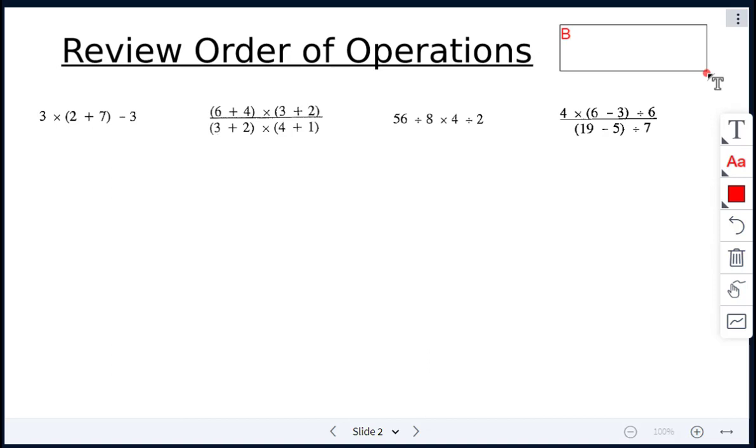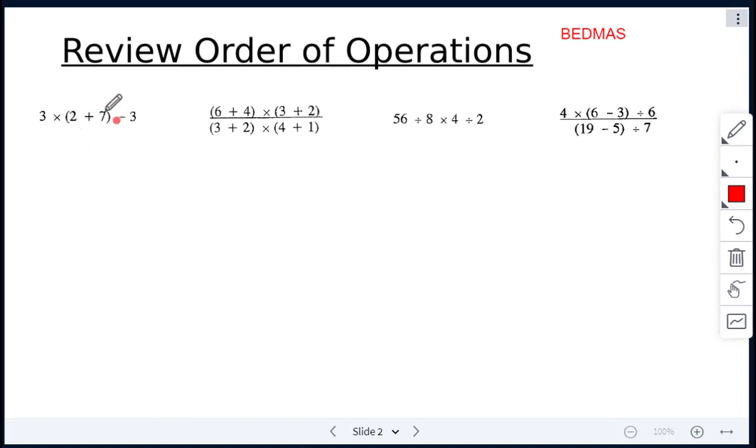B is for brackets, E is for exponents, D for division, M for multiplication, A addition, S subtraction. And remember, division and multiplication can be interchanged going from left to right, and same with addition and subtraction. It can be interchanged going from left to right. All right, so let's just go over the very first one here.